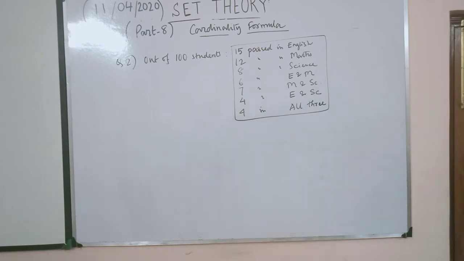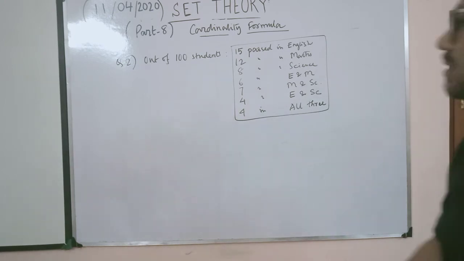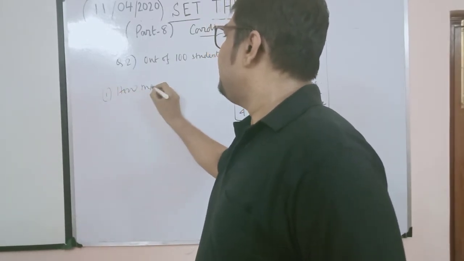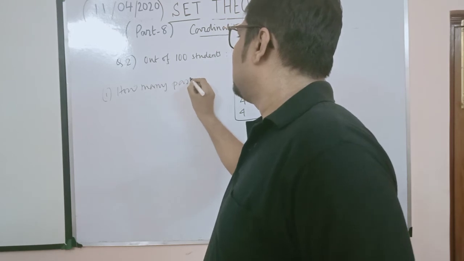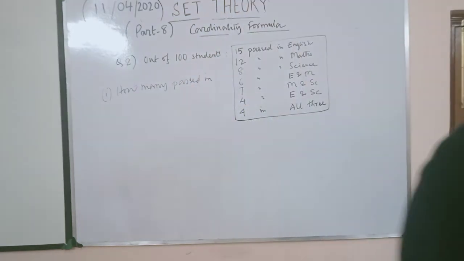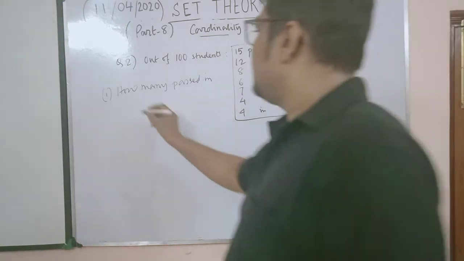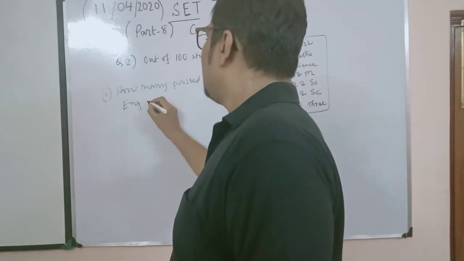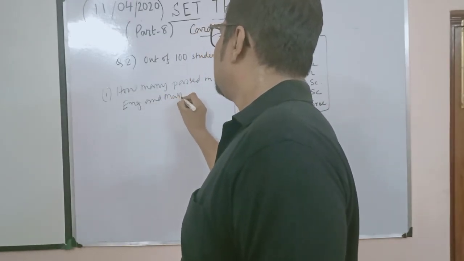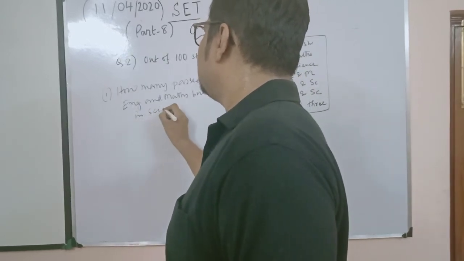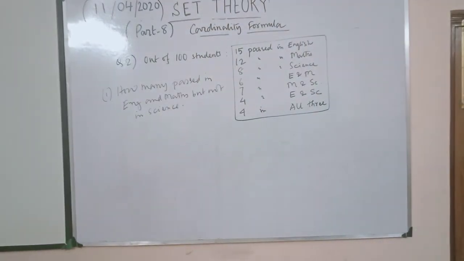Now the question is, you have to find out how many passed in, number 1, English and mathematics but not in science. English and mathematics but not in science. So this you have to find out.